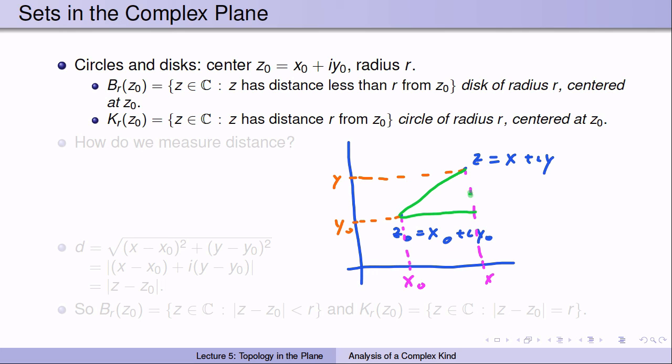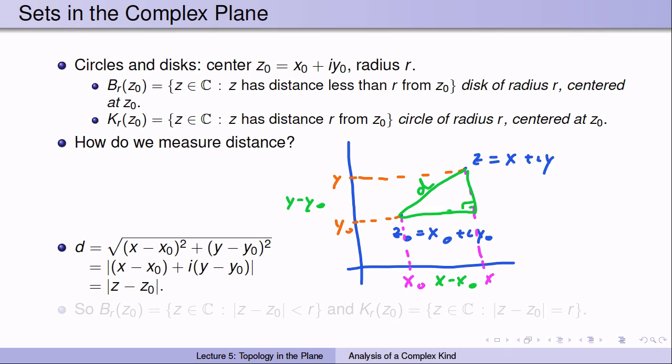Well, I can draw a right triangle here. And I find a triangle with this right angle. And so in order to find this distance, I'll call that d, I could just as well find the length of the two legs and use the Pythagorean theorem. So how long are these two legs? Well, this leg down here has length x minus x0, because that's the distance between the two x coordinates. And this leg here has length y minus y0. So in order to find the distance d, I can use the Pythagorean theorem and find that d is equal to the square root of the sum of the squares of the two legs. So the square of x minus x0 and the square of y minus y0.